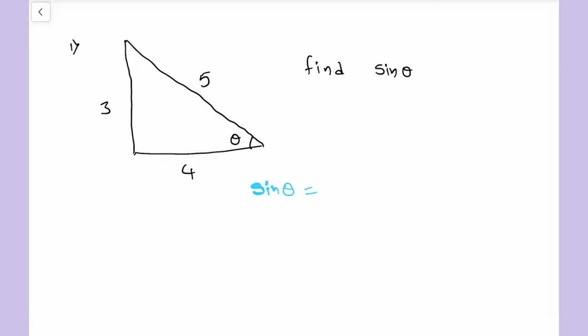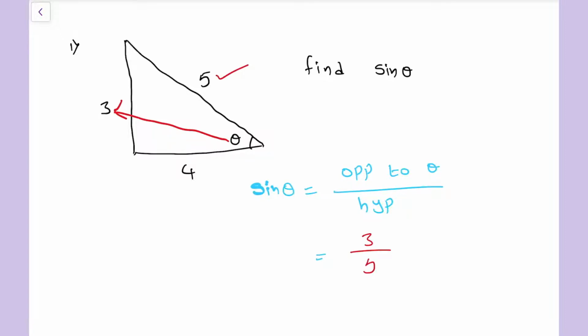Sine theta equals opposite side to theta divided by hypotenuse. So if we observe this clearly, for this theta, opposite is 3 divided by hypotenuse, the longest side in the right angle triangle, 5. So the value of sine theta is 3 divided by 5.